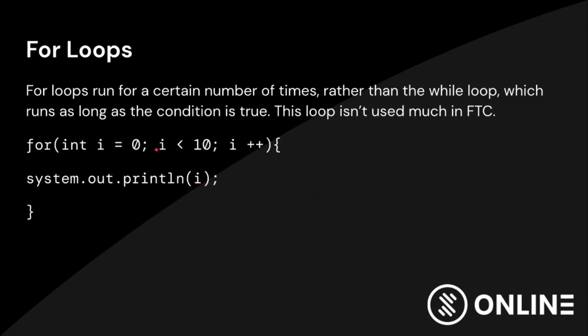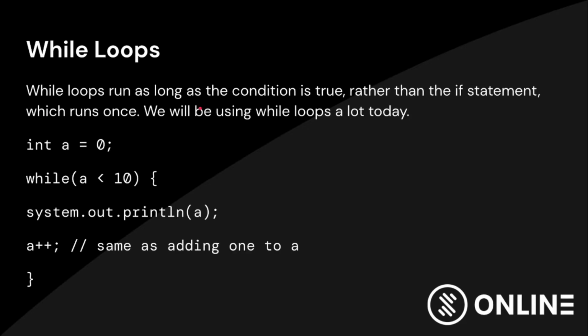And then for loops run for a certain number of times. So the while loop, we can run it, there's not really a set amount. Right here we do have a set amount. It's going to run 10 times from 0, 1, 2, 3, 4, 5, 6, 7, 8, 9. So 10 times. But most of the time you won't really need to do that.